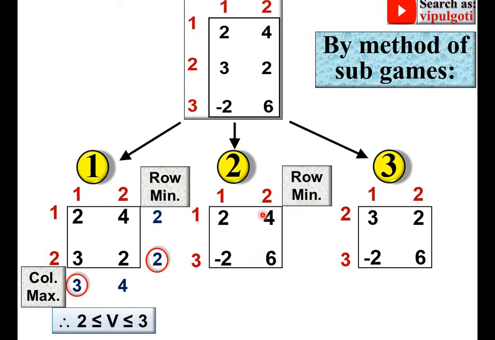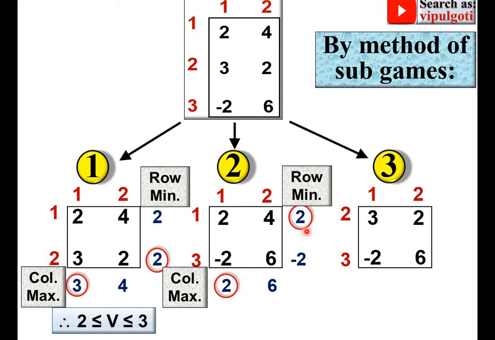So first find out the row minima. So here it is 2 and here it is minus 2. And next select the maximum value. So 2 is the maximum value. So this is maximin principle. Now minimax principle. So first find out the column maxima. So here it is 2 and here it is 6. Now select the minimum value. So this one is the minimum value.